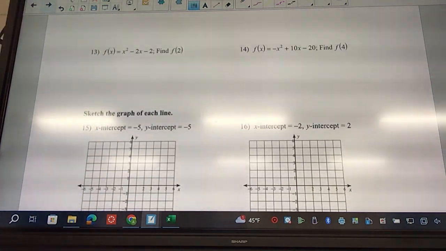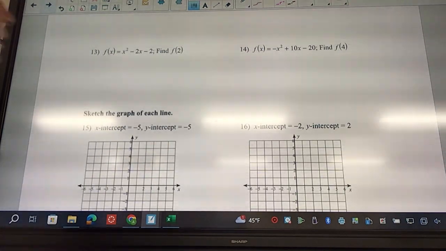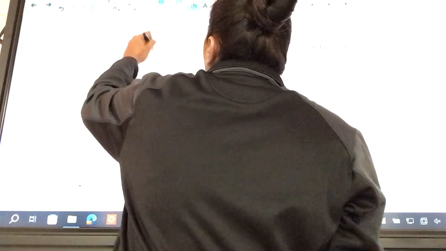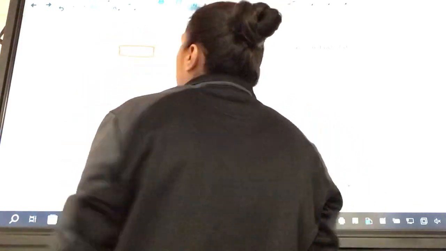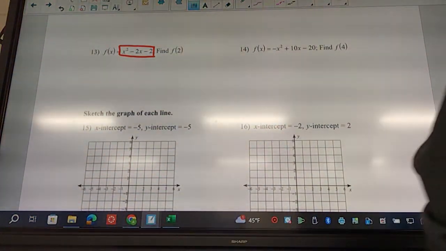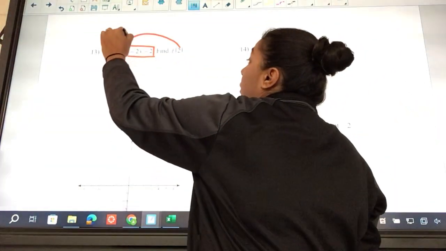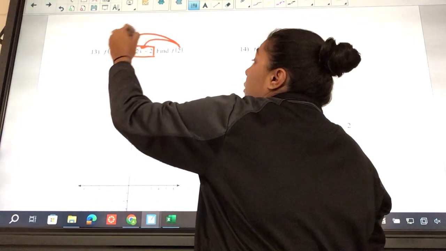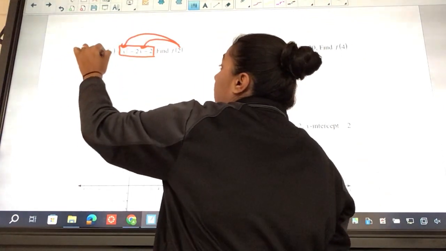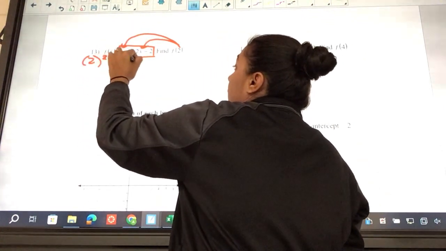Okay, for 13, everywhere there's an x, what are we plugging in? Everywhere there's an x, what number are you plugging in? The one after that. 2. So everywhere there's an x, we're going to be putting in 2. And so it should look like this on your calculator. You can type it. I'm just going to write it out, that way you can see it.